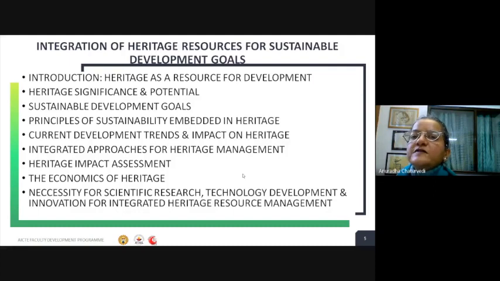The kind of processes which are there in relation to assessing the impact on heritage of developmental projects, the economics of heritage, and the kind of revenue generation and job creation potential which is there as far as heritage resources are concerned, and also the necessity for scientific research, development of technology, and innovation for integrated heritage resource management.